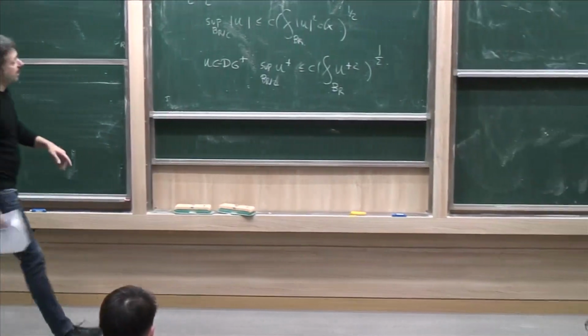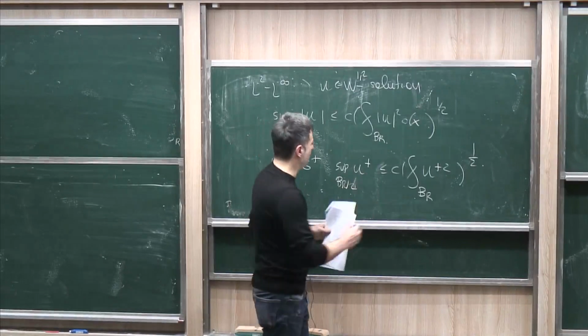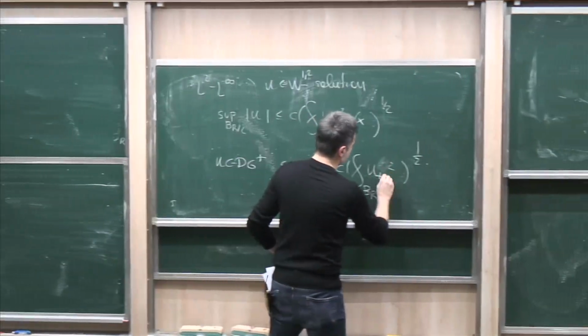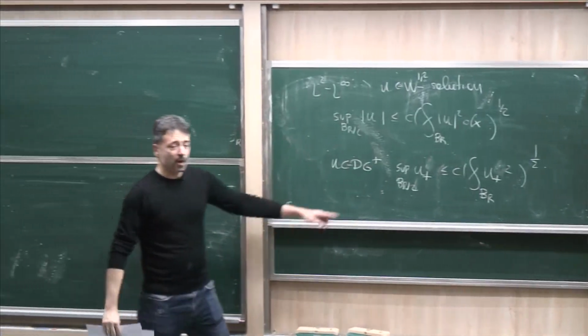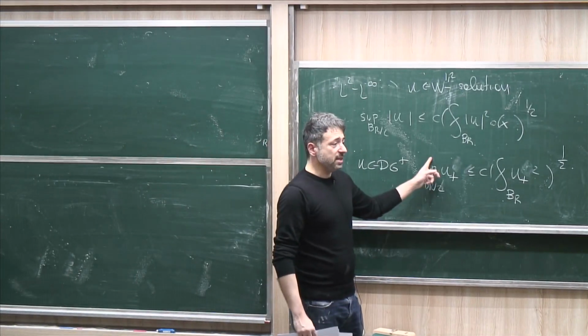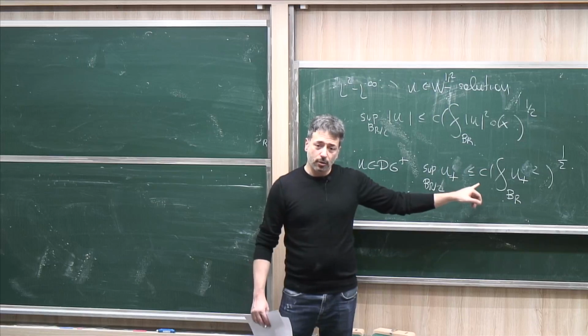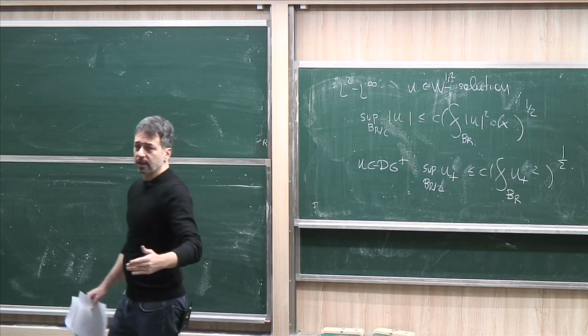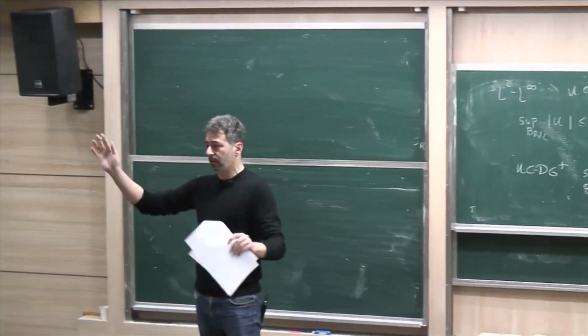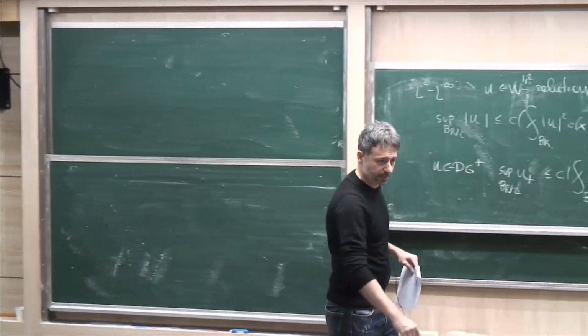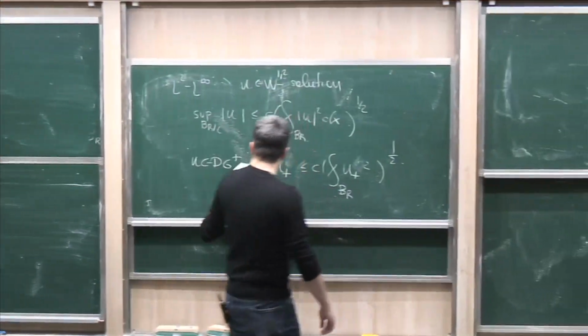So this is the positive part of U. Oh, let me just denote it by this. Sorry, this is bad notation. So this is the positive part. If you replace DG plus by DG minus, then you get minus U. So if you are in DG, then you can bound the sup and the inf, and then you can bound the absolute value. Right, same form. So I'll give the proof for DG plus.